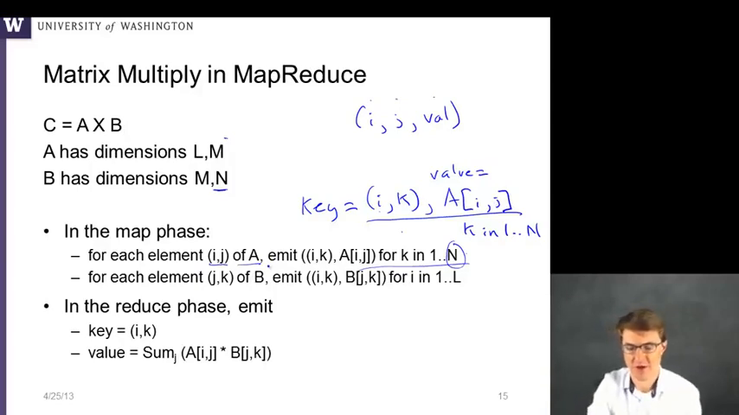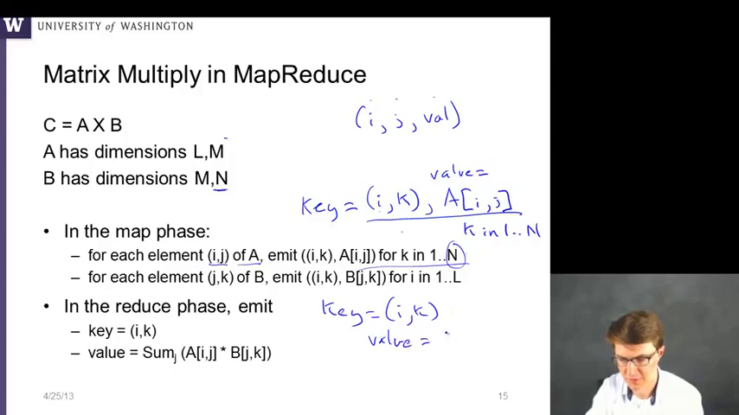And then for B, you do the same kind of thing. You say the key is going to be equal to i, k, and the value is equal to B, j, k.